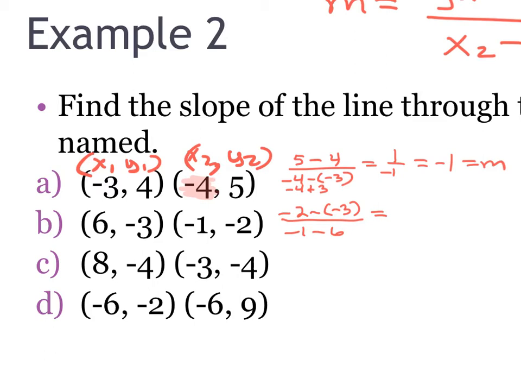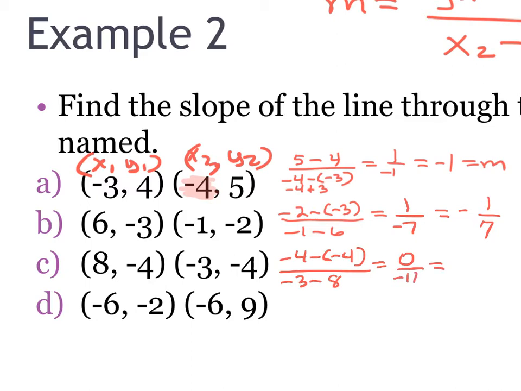All right, now let's go ahead and do part B. This gives me -2 plus 3, which is 1. -1 minus 6 is -7. You can either leave it like that, or you can pull the negative sign out in front of the fraction. Either way. Next one, I'm going to subtract -4 minus -4, and then -3 minus 8. Notice the numerator becomes 0. The denominator is -11. When I do 0 divided by a number, that gives me 0.